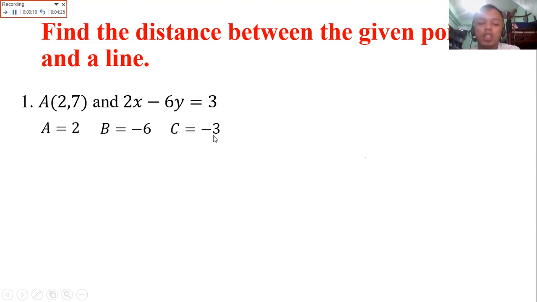I mean, negative 3, because when we transpose it into standard form, the 3 goes back to the left side and becomes negative 3. Okay? X of 1 is 2, Y of 1 is 7. So it cannot be positive. Our line must be written in standard form. Standard form is Ax plus By plus C equal to 0.